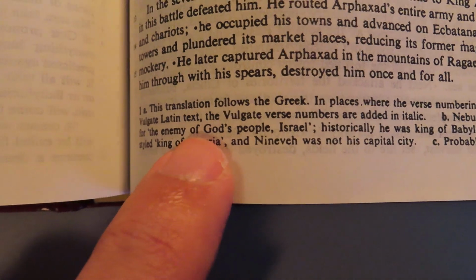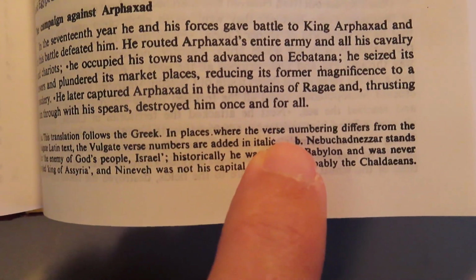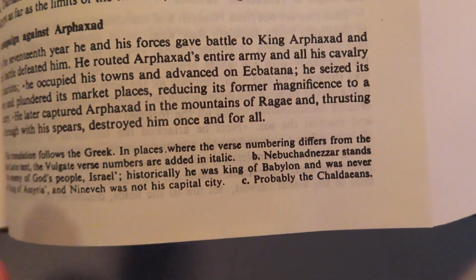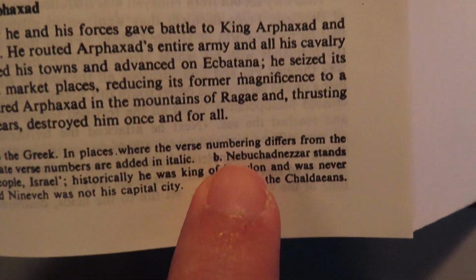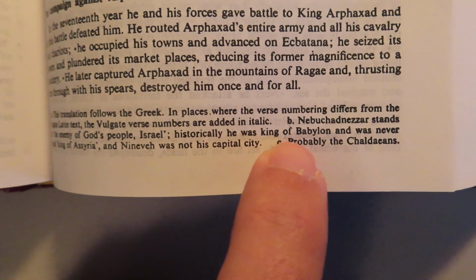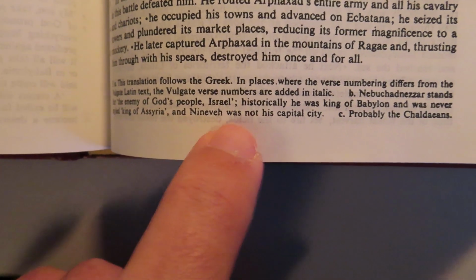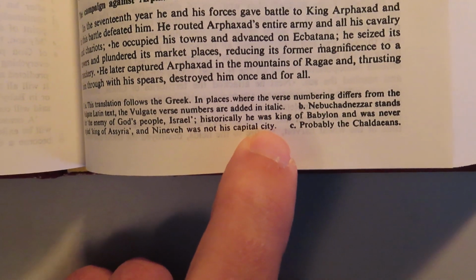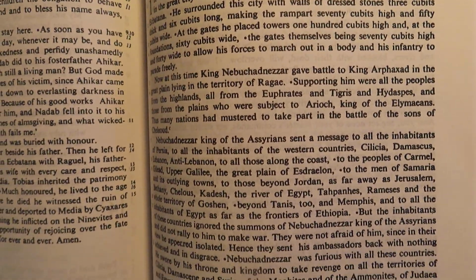Now, the footnote here in the Jerusalem Bible says, this translation follows the Greek... Oh, no. Sorry. Wrong footnote. I'm looking at footnote B. All right, sorry. Nebuchadnezzar stands for the enemy of God's people, Israel. Historically, he was the king of Babylon and was never styled king of Assyria, and Nineveh was not his capital city.